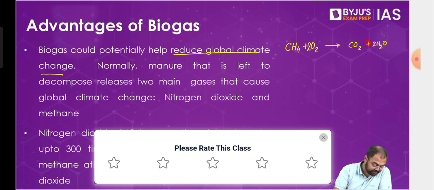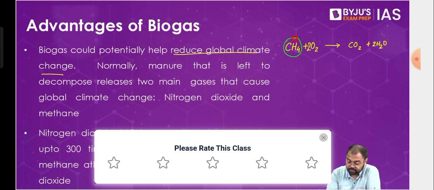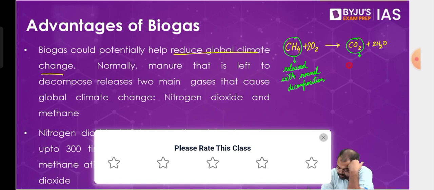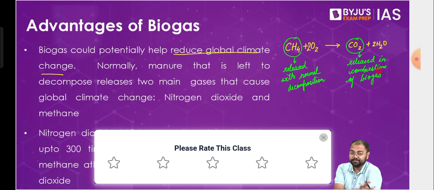I'm just highlighting certain things here. Methane will be released with normal decomposition, whereas carbon dioxide is released in combustion of biogas. So in this case, instead of releasing methane, now we are releasing carbon dioxide. And what is the advantage here? That carbon dioxide, as a greenhouse gas, is far less bad as compared to methane.